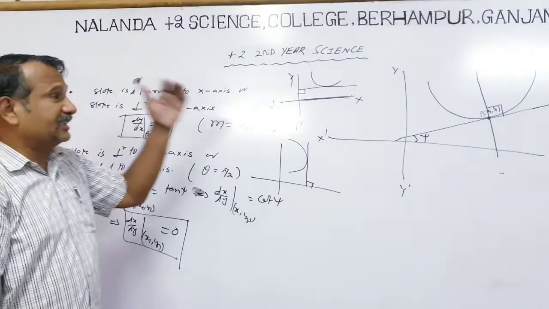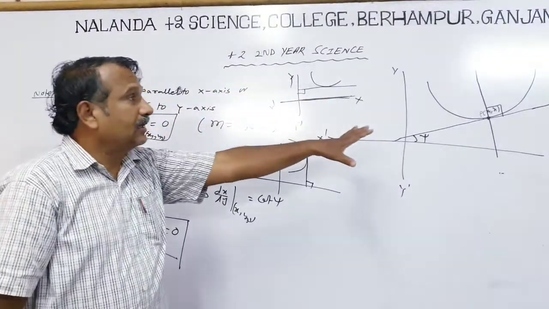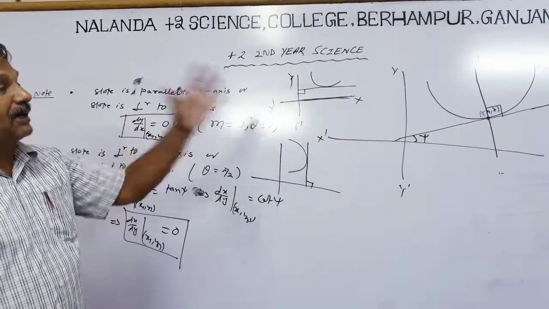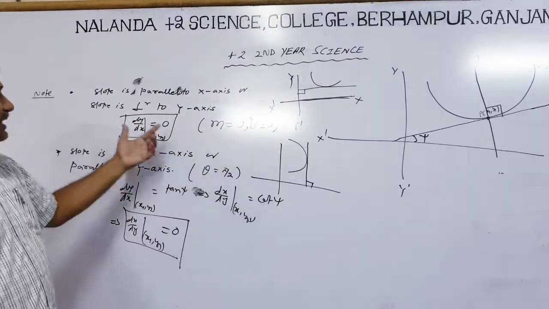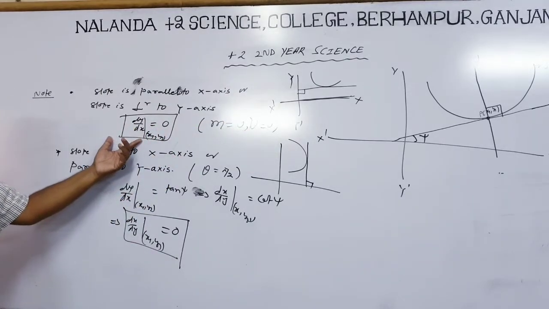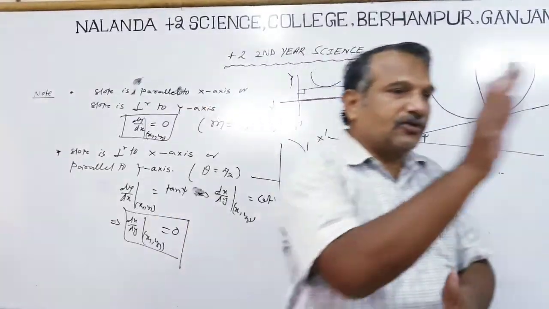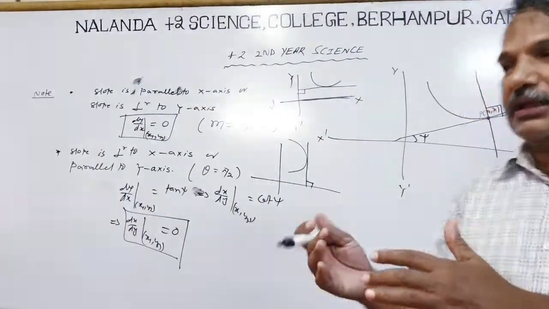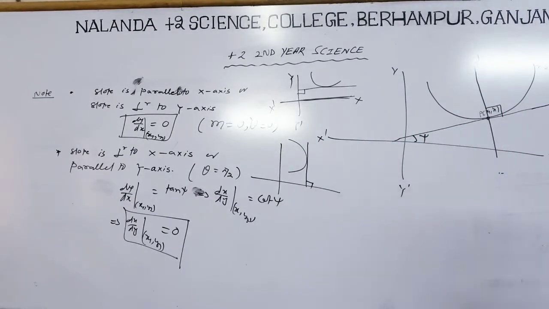For example, suppose the curve is given, but the point is not given, but one condition is given: the slope is parallel to the x-axis. So find out dy by dx. dy by dx is 0. Then find out y by substituting into the given function. Then find out x. Now, for example, find the equation of tangent and normal to the curve.